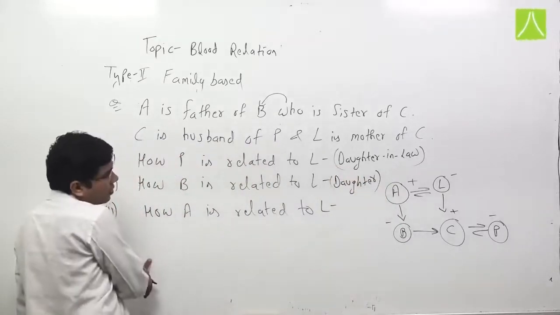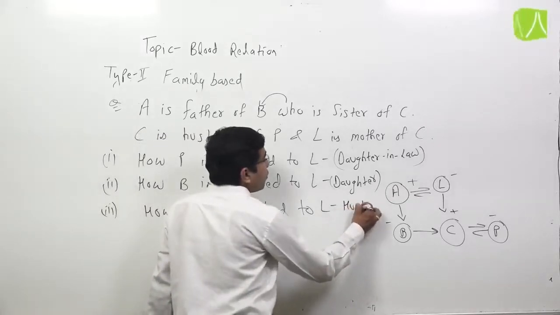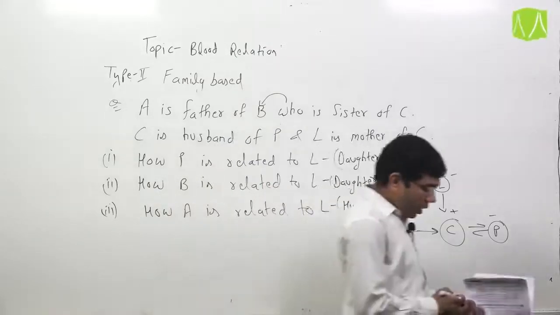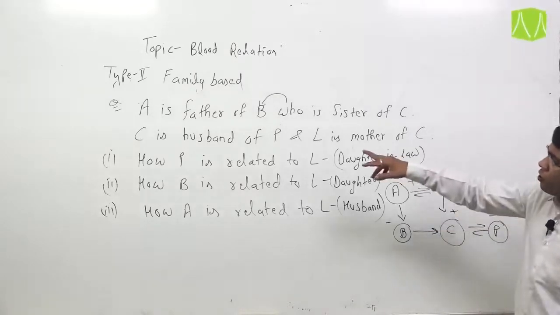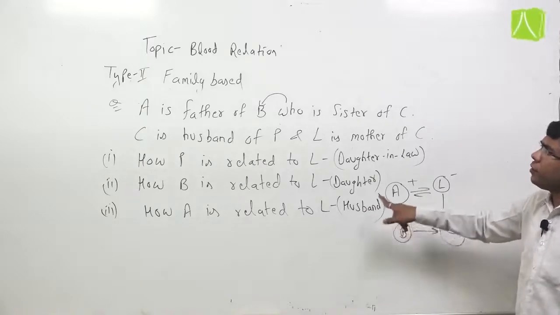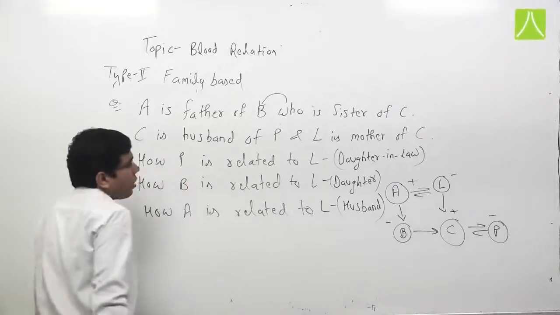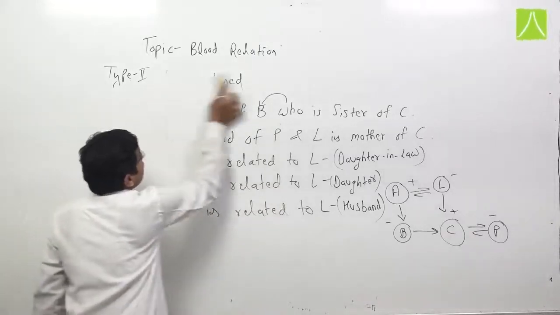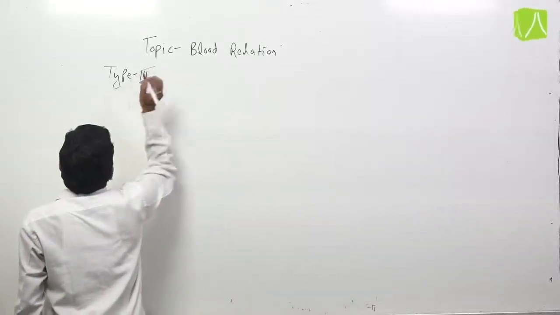Next, how is A related to L? A is the husband of L. So with the help of this family tree, we answer all the questions easily. This type is considered in the family based questions, which is our type number 2. Now let's discuss what type number 3 in this topic is.